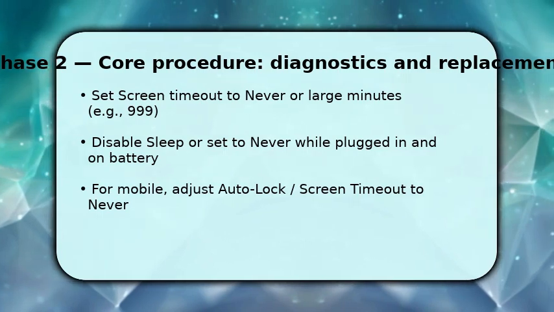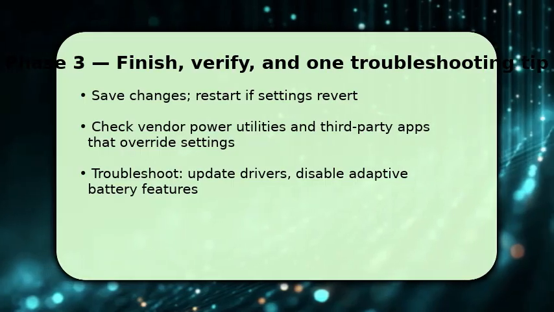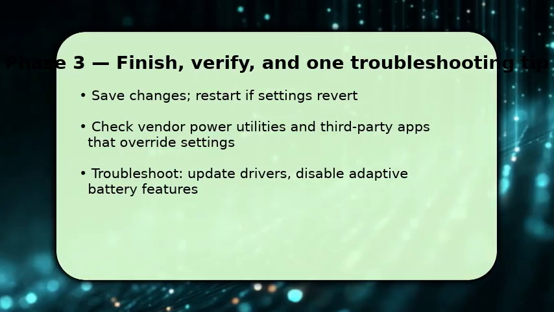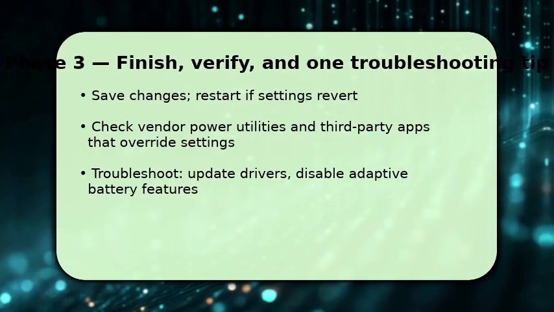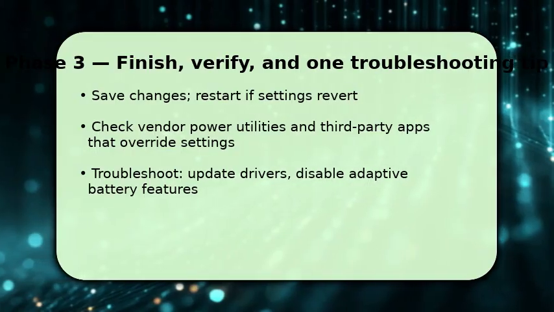Lock the screen, then wait to confirm it stays on. If settings revert, restart the device and reapply them. Operating system updates or vendor utilities can override defaults. Open any manufacturer power app and set matching values.